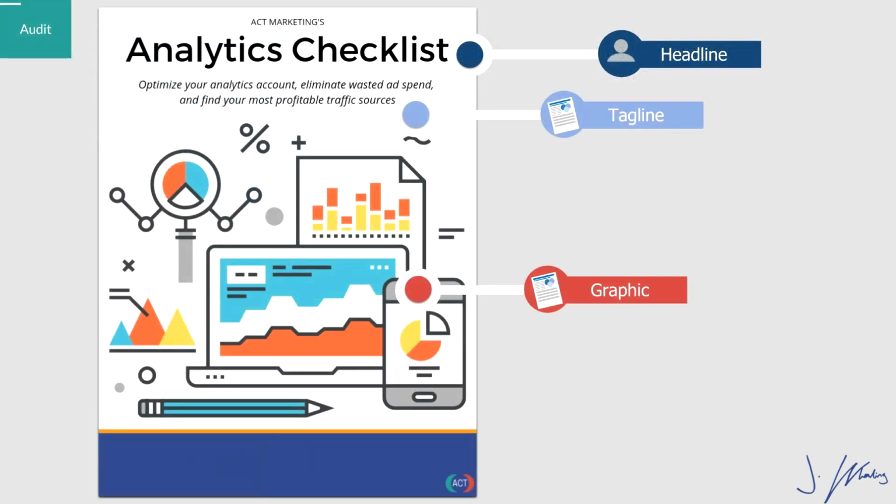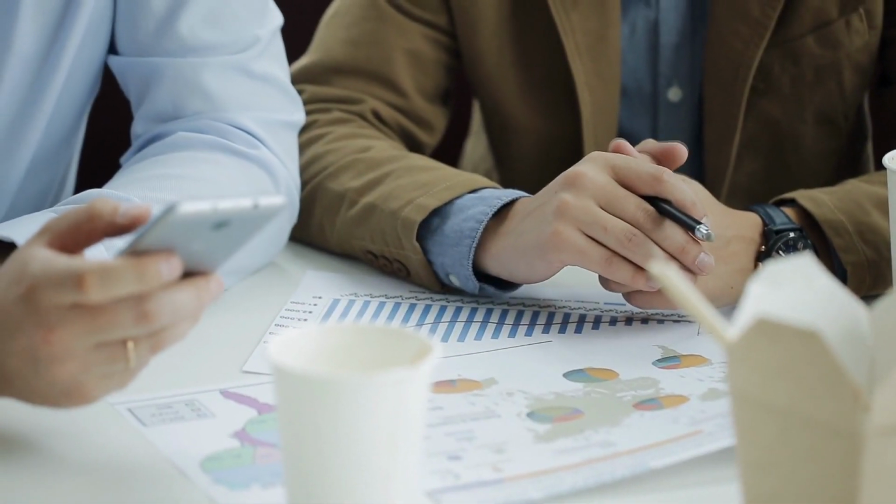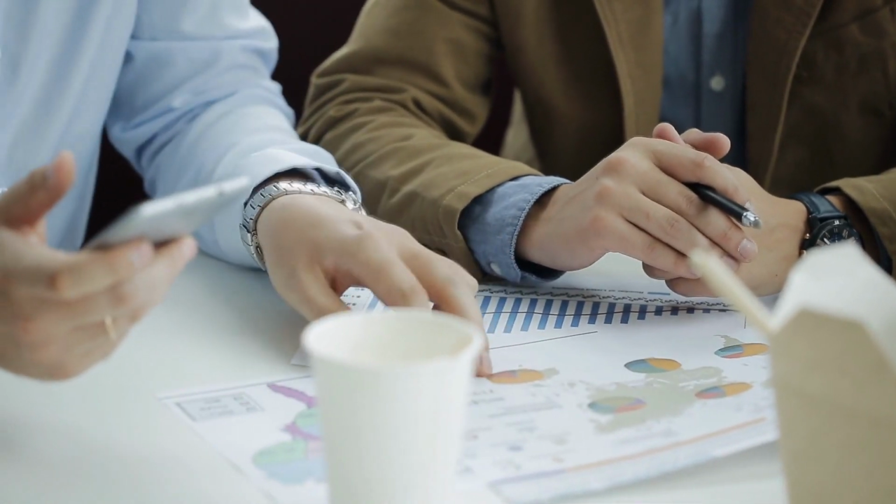As an example here, we have the analytics checklist audit from our agency, and we give this to potential agency clients for free so that they can go through their analytics accounts and see all of the stuff they're doing wrong. I know that can sound mean, like you're trying to point out everything they're doing wrong, but you want to show that you can be valuable and that there are things they're missing in whatever they're trying to accomplish right now.